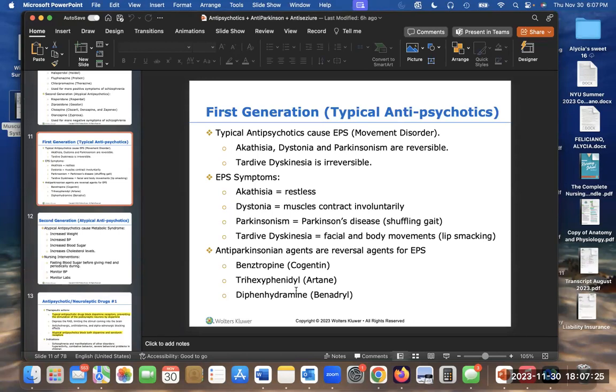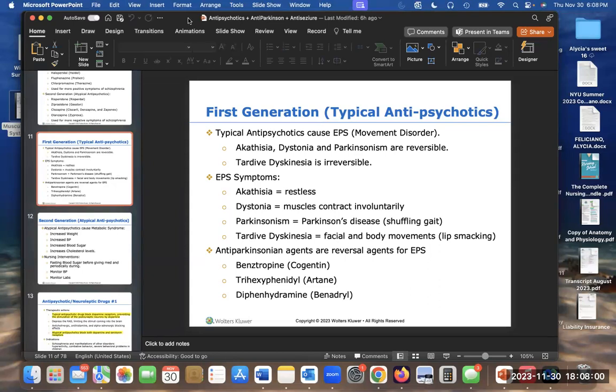anti-Parkinsonian agents are reversal agents for EPS. These are our anticholinergic drugs like benztropine or trihexyphenidyl, or an antihistamine like diphenhydramine. All of these three are anti-Parkinson drugs, meaning we can use them to treat signs and symptoms of Parkinson's, which makes sense, right? If an EPS symptom of a typical antipsychotic is a shuffling gait or Parkinson-like symptoms, it would make sense that anti-Parkinson drugs can be used to help reverse these symptoms.